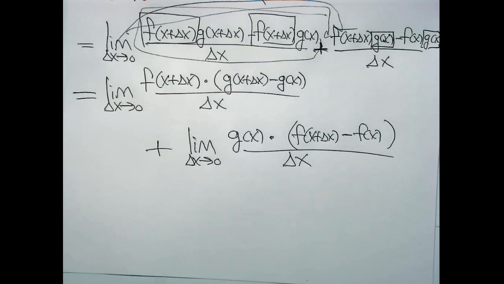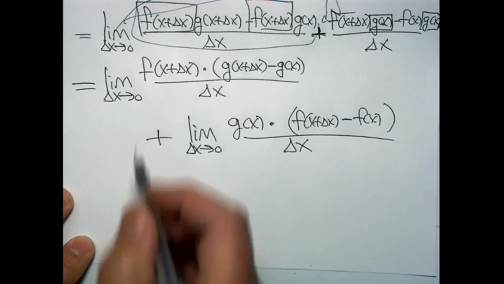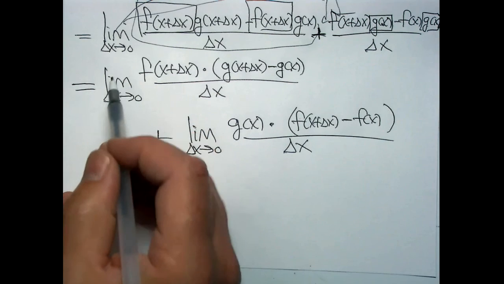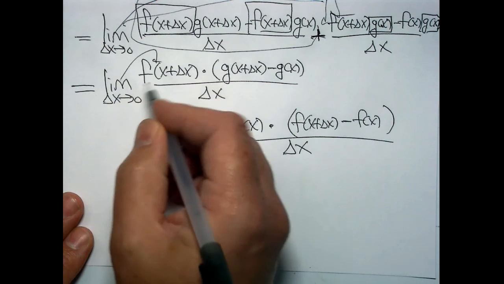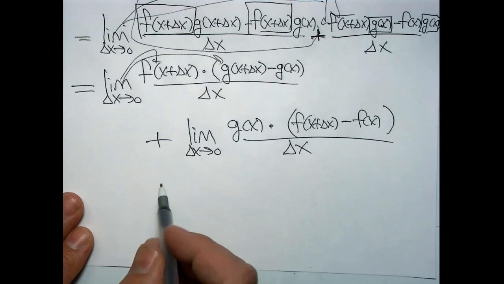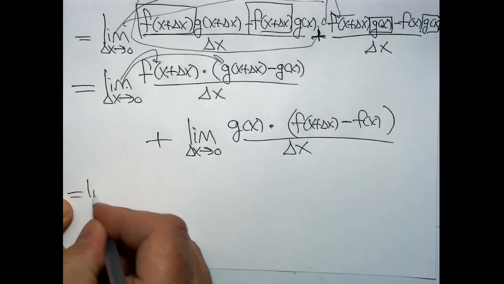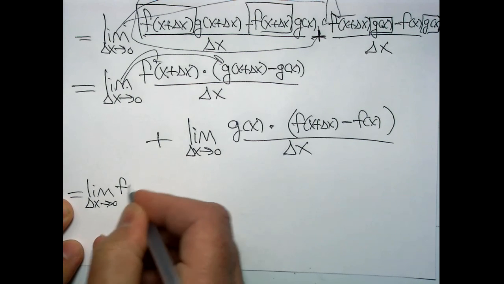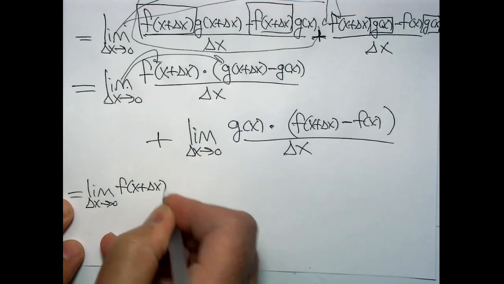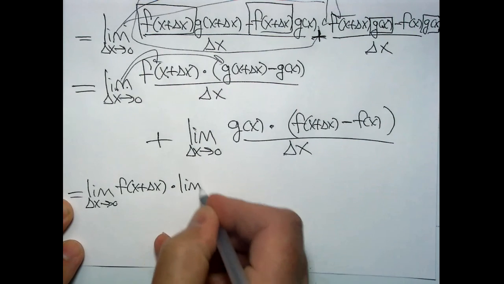So, now limits are different than derivatives. Limits distribute so well that they actually also distribute to factors. So this limit can be applied just to that. And this limit can be applied to that whole package over there. Let's do that.